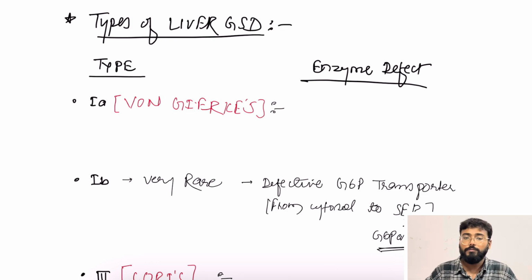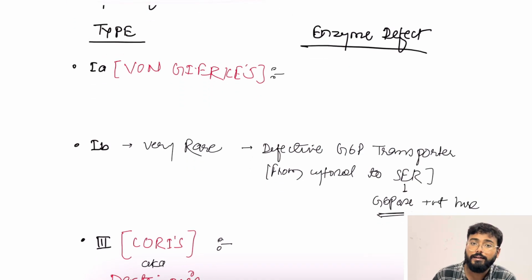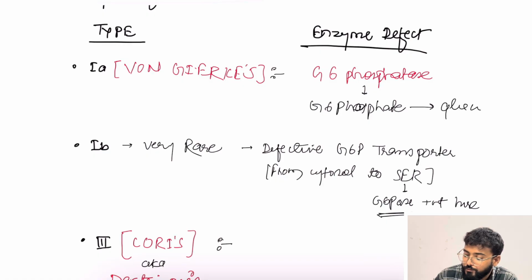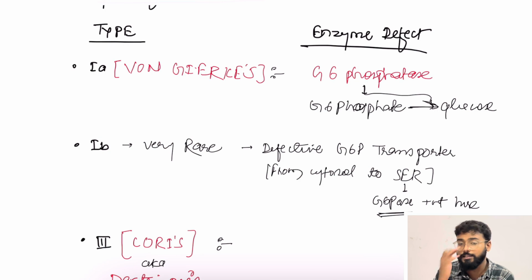So the first one is your von Gierke's disease. And what is the enzyme defected in this case? Your enzyme defected is your glucose 6 phosphatase, which carries out this reaction. It converts glucose 6 phosphate to glucose. And this process occurs only inside the liver.